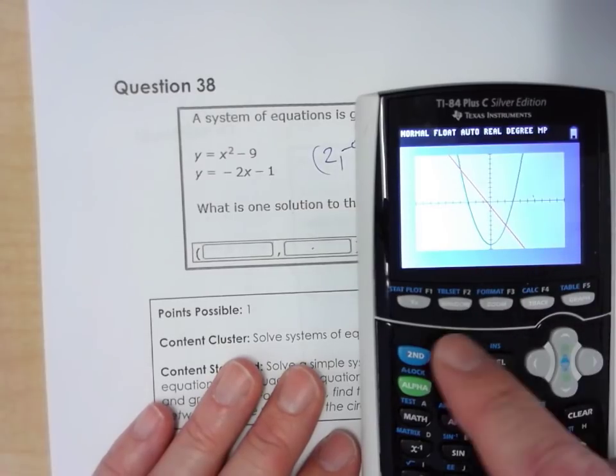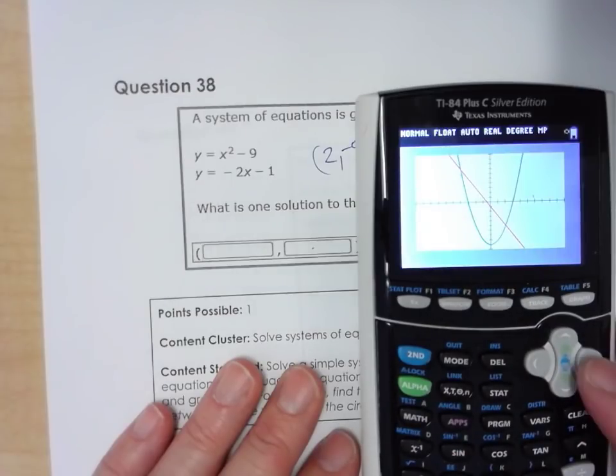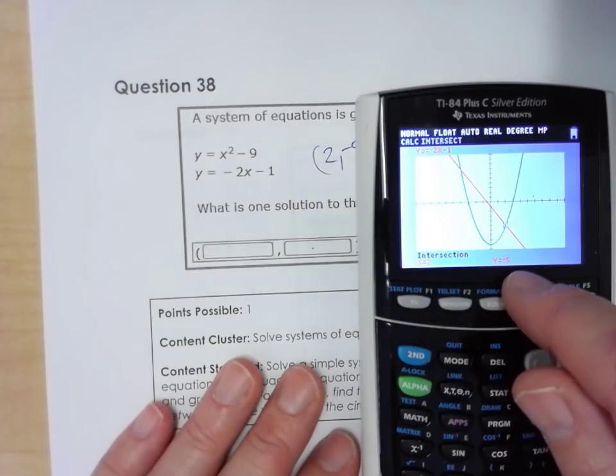So how do you do that? Well, if you hit second calculate, you could go down to intersect, which is number 5, and then you just say, hey, is this the first curve? Yes. Is that the second curve? Yes. And then you guess, and it says 2, negative 5.